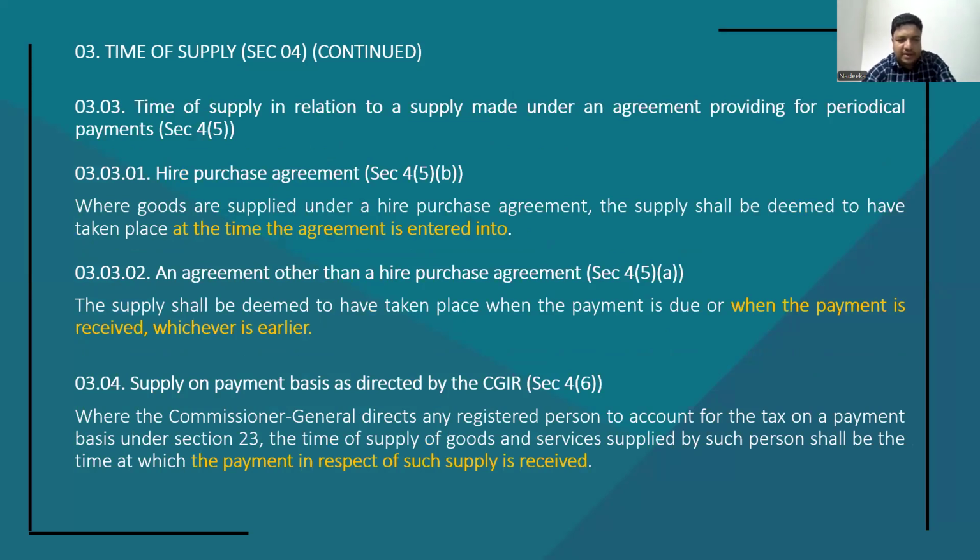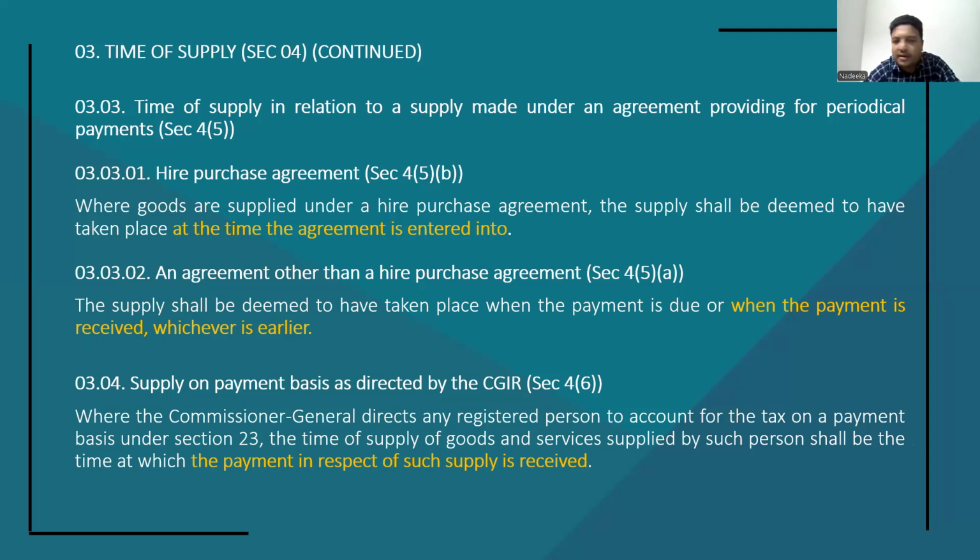3.3 and 3.4 are specific situations. Let's look at 3.3 first, where we are going to discuss time of supply in relation to a supply made under an agreement providing for periodical payment. Sometimes you may supply goods or services under an agreement. The agreement provides for periodical payments. That means you will be paying the price for the goods or services that are supplied under this agreement in installments in the future, right? In such a situation, how to decide the time of supply? So that is discussed in two situations.